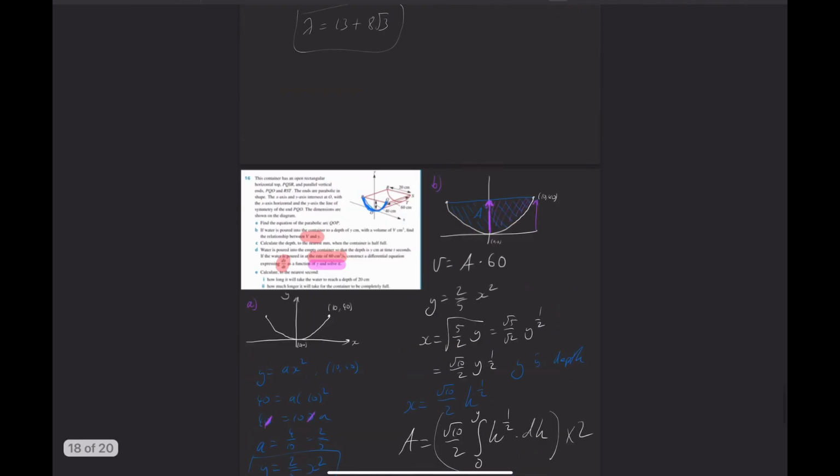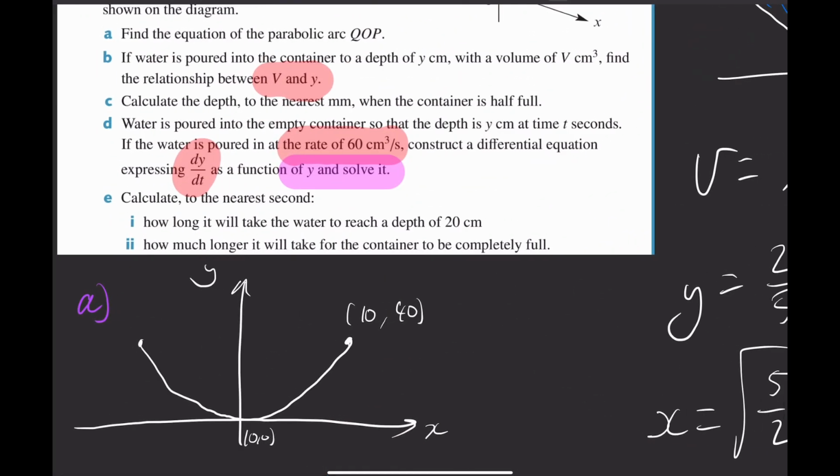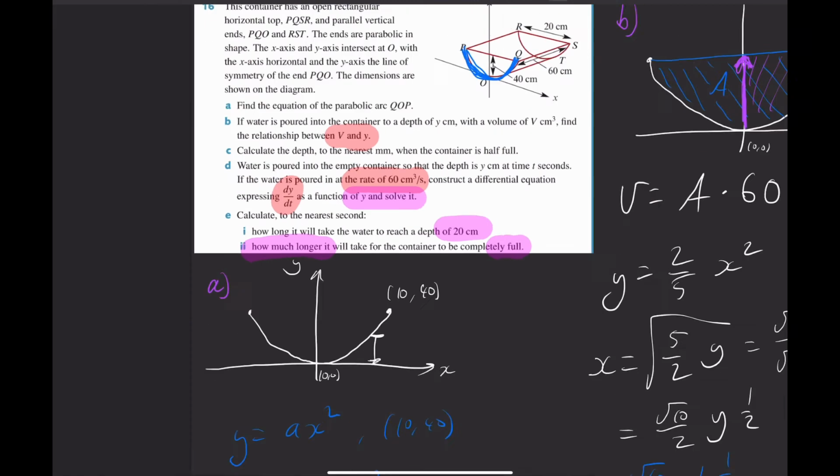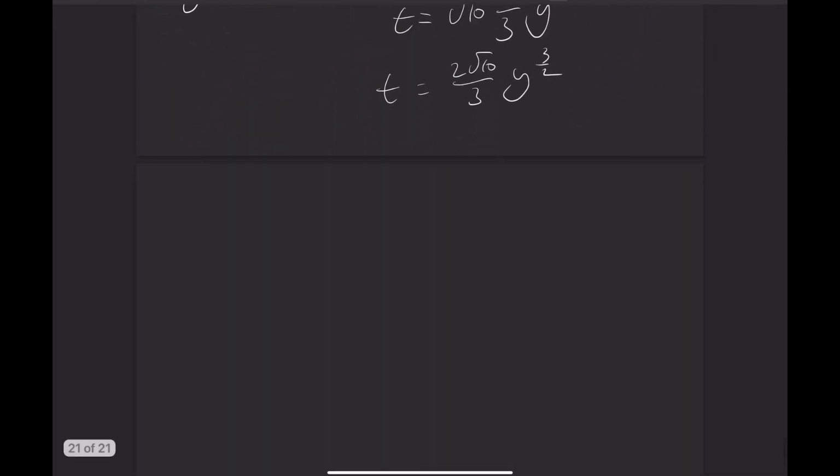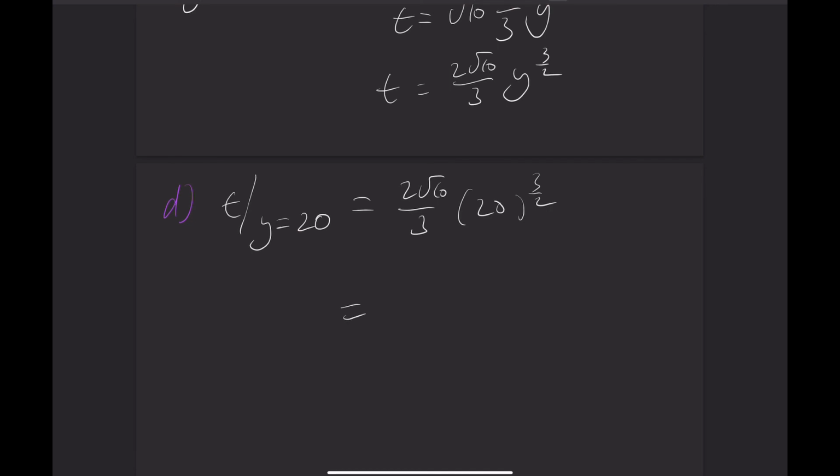All right, then I want to know how long it will take to get to 20 centimeters, and how much longer again will it take to fill up? So how long will it take to get to half this height? And this is a nice little substitution. So this is for D. I'm looking for t given y equals 20. So that becomes 2 root 10 on 3, 20 to the 3 halves. I'm going to put this in my calculator. This is approximately 189 seconds. You can put that into minutes if you want.